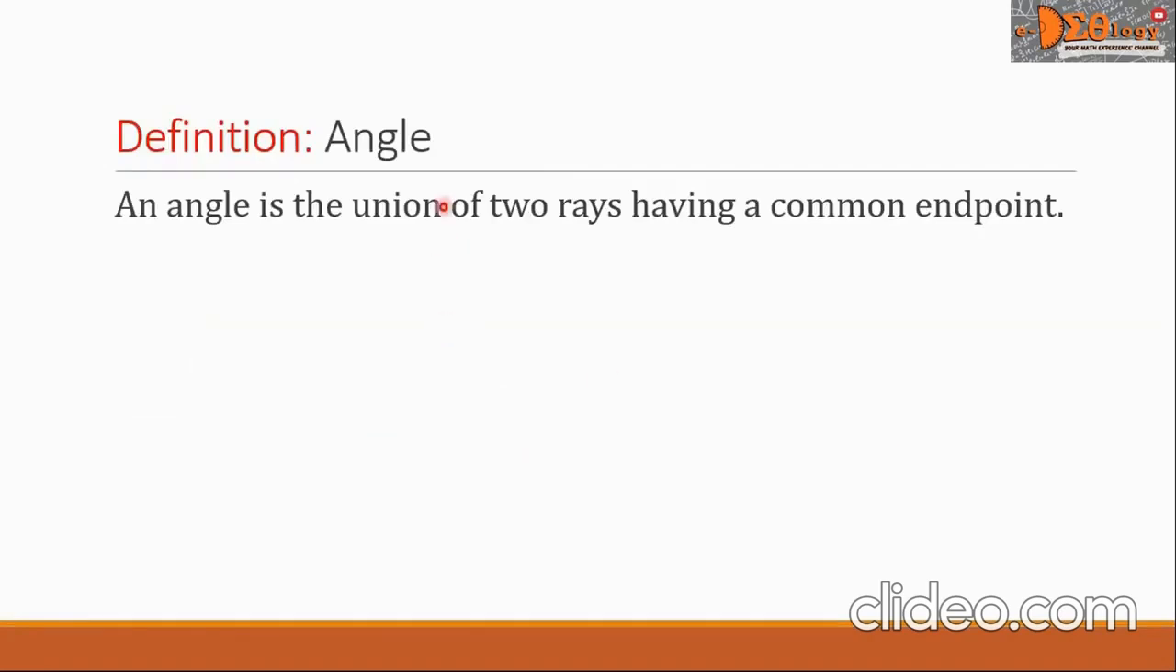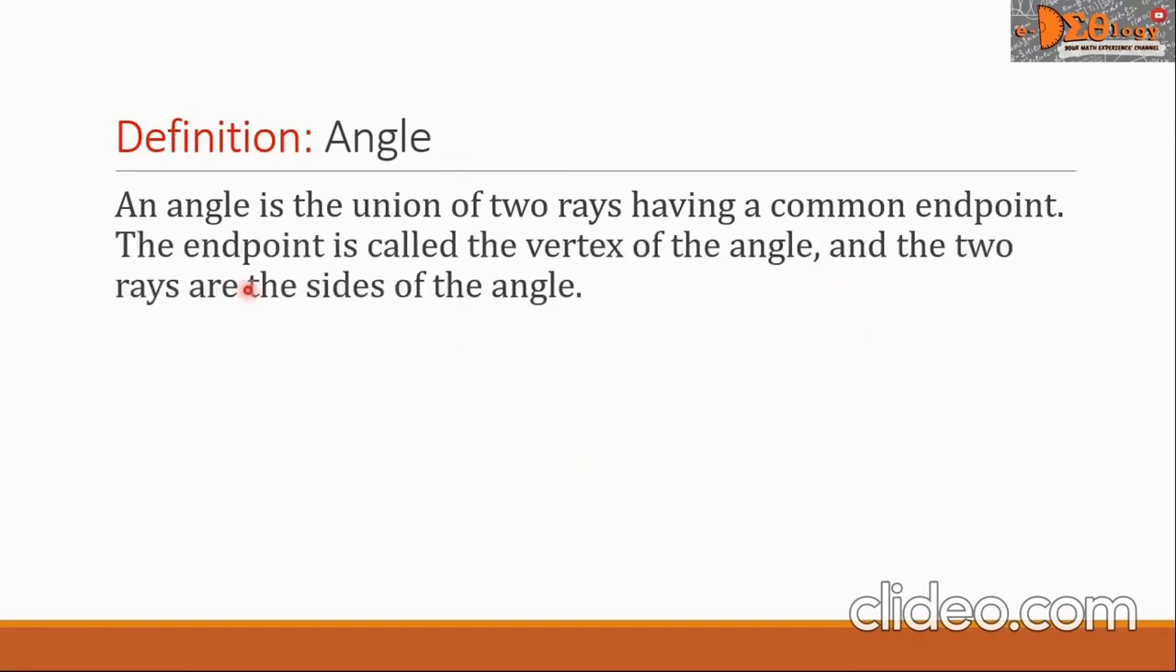Let us define an angle. An angle is the union of two rays having a common endpoint. The endpoint is called the vertex of the angle, and the two rays are the sides of the angle. In the figure, the two rays are here, the ray ED and ray EF. The point E is the vertex, that is the common endpoint.